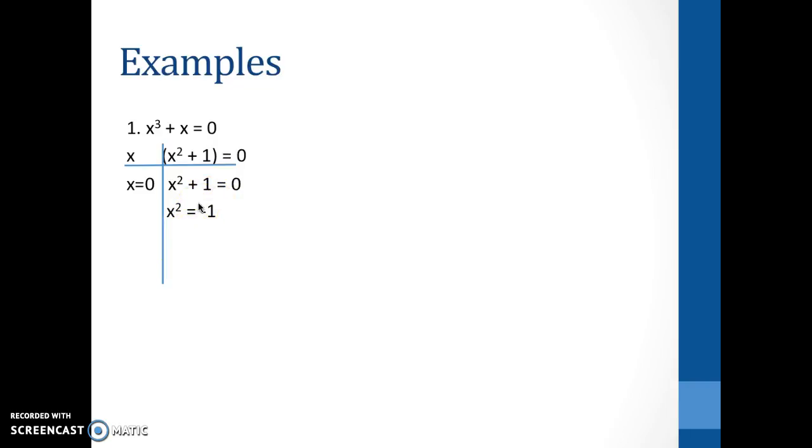Then I take the square root of x squared and the square root of negative 1, and notice that we have the square root of negative 1, so we're going to have to get rid of that negative sign. So that's just going to become an i. The square root of negative 1, remember, is an i, or an imaginary number. And now we have the square root of x squared. Well, that's just simply x. So we have x equals plus or minus i. So our solution set is going to be plus or minus i and 0.